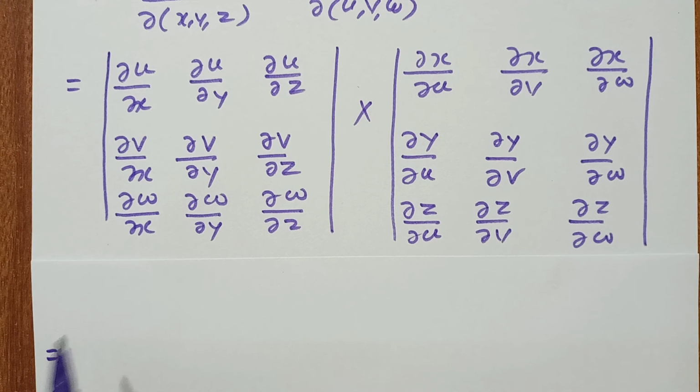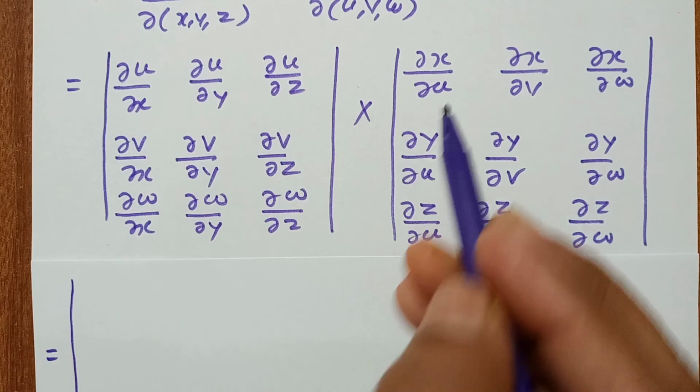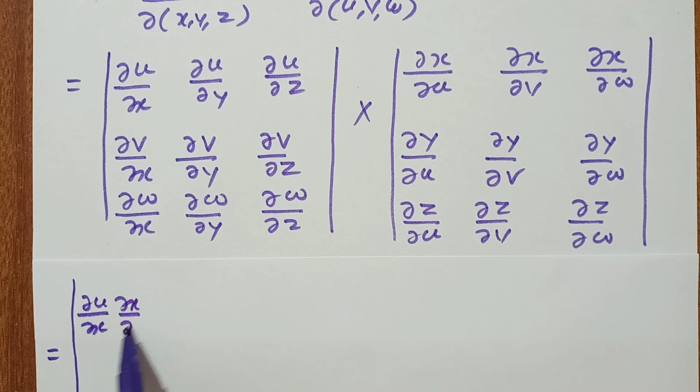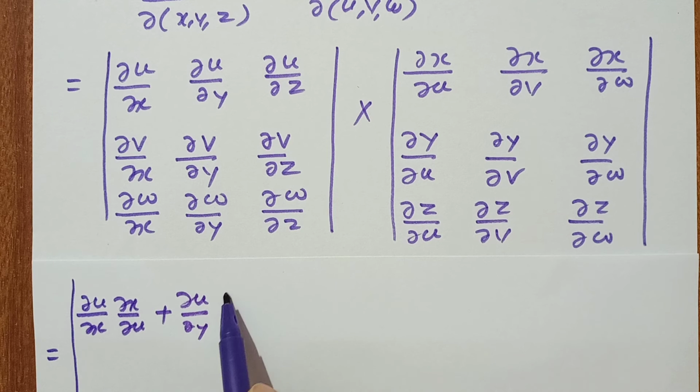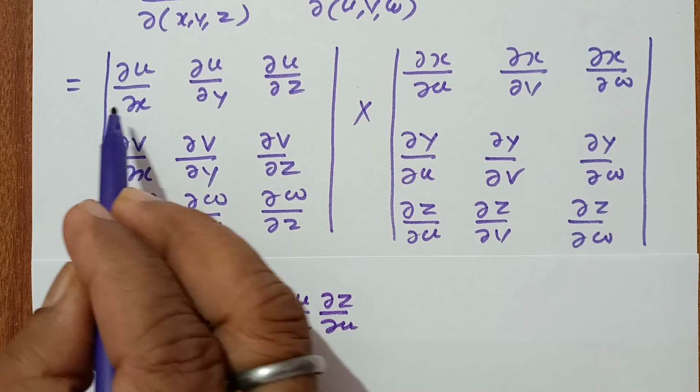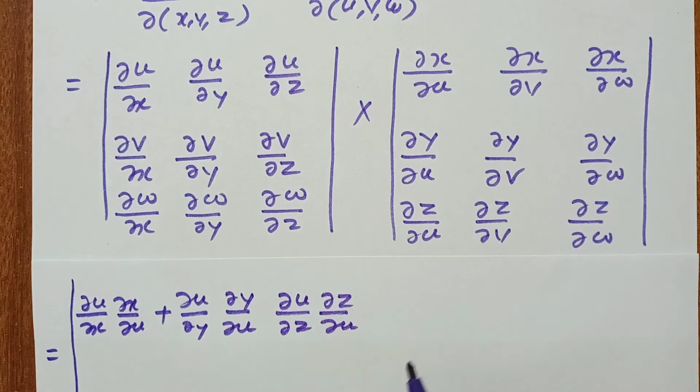Okay, this is equal to first row, first column. So ∂u/∂x · ∂x/∂u + ∂u/∂y · ∂y/∂u + ∂u/∂z · ∂z/∂u. This is first row, first column.